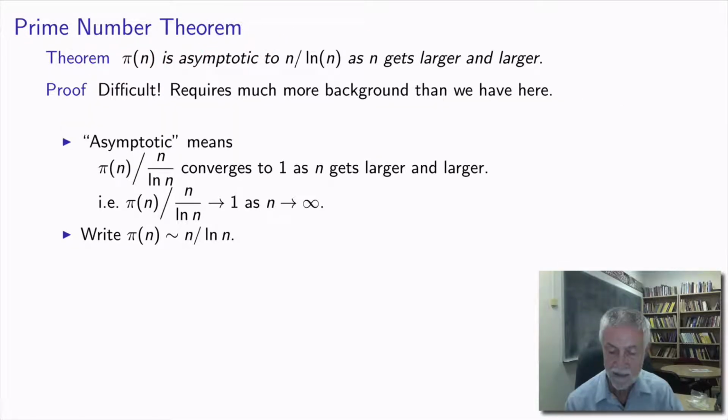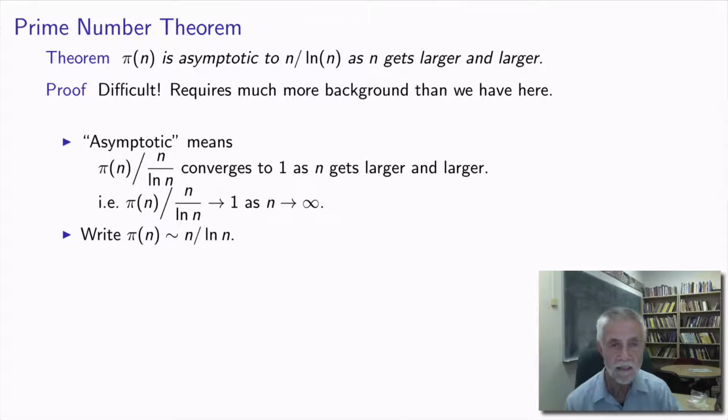So now we discuss the prime number theorem, which is the main result in this video. The theorem states that pi n is asymptotic to n divided by log n as n gets larger and larger. I'll give a precise definition of that down below. But the proof of the theorem is difficult and requires much more background, unfortunately, than we will have in this course. Asymptotic means that if I divide pi of n by n over log n, then that converges to 1 as n gets larger and larger.